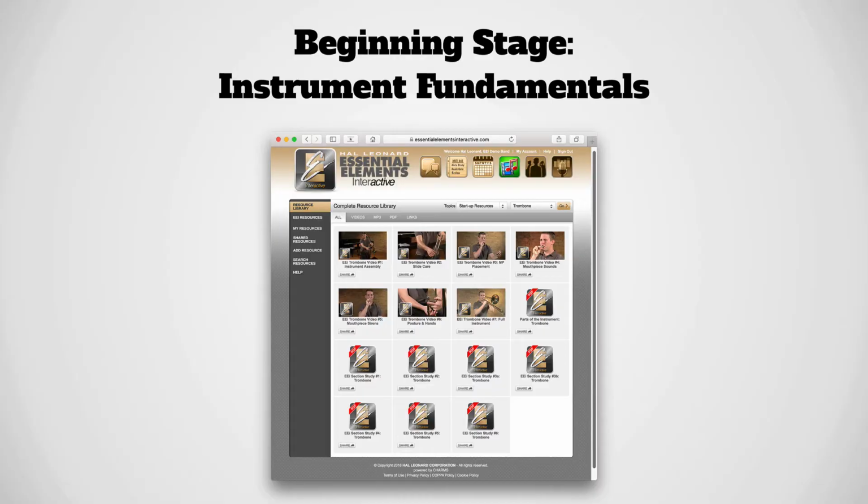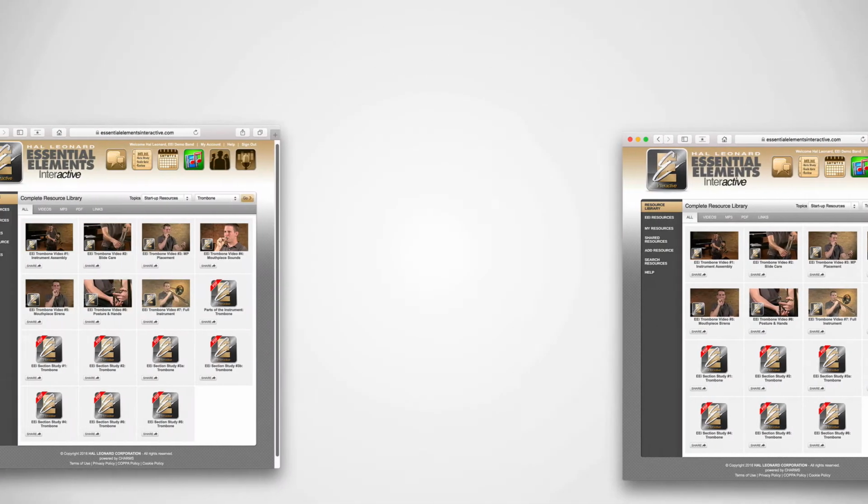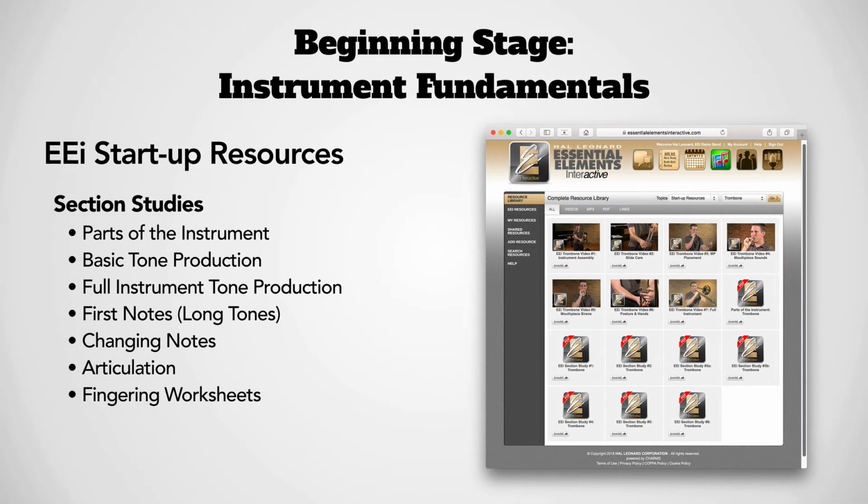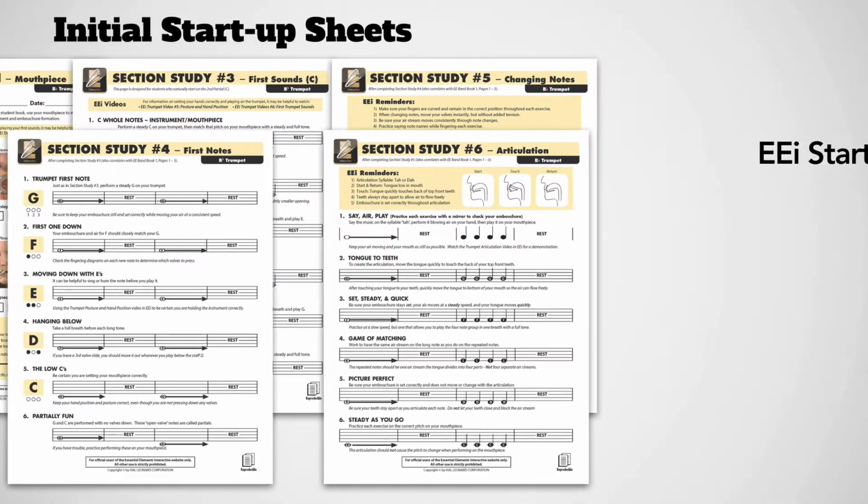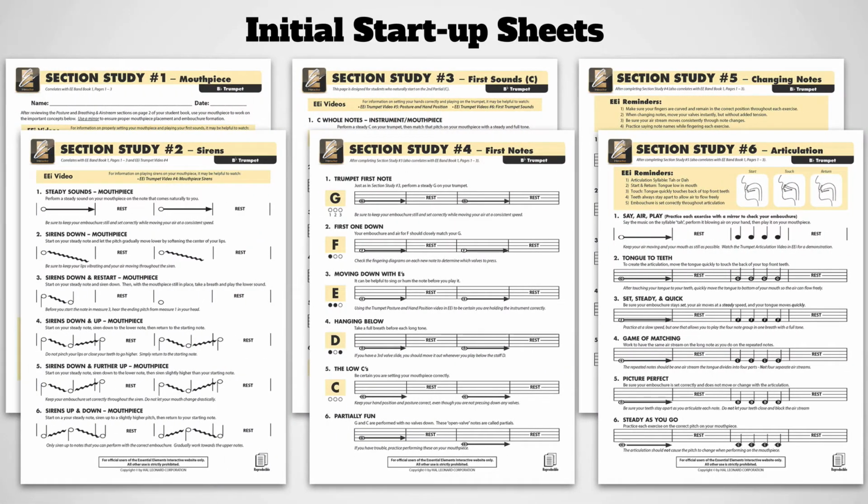For band, we have instrument fundamentals for the beginning stages as well, because all of the band instruments are quite different. So we have startup resources for each of the individual instruments. I'm just going to give you a quick overview of, for example, the trumpet. You've got mouthpiece sounds. We're going to work on some sirens. We're going to work on long tones and get those working really well with first sounds. And then work on changing notes and even just a page for articulation.